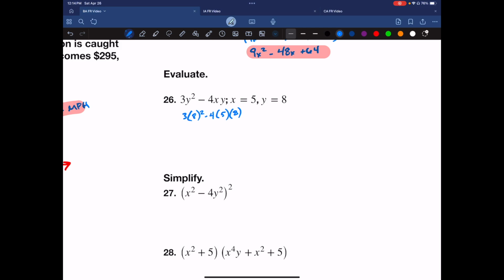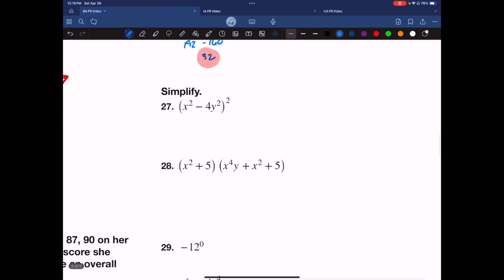All right, so it's going to be 8 squared is 64 times 3. That's going to be 192. And then 4 times 5 times 8 is negative 160. All right, and then 192 minus 160 is 32. So you want to do this in as many steps as it takes to make sure you get it right.